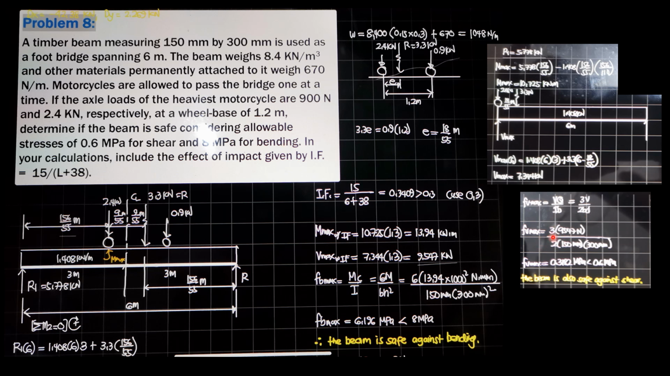So substituting 3 times 9,547 newtons maximum shear with impact, divided by 2, B is 150 mm, depth or H is 300 mm. So it is 0.3182, I think, megapascals, and this is less than the allowable 0.6 megapascals. So we conclude that the beam is also safe against shear. So that's it for this problem.